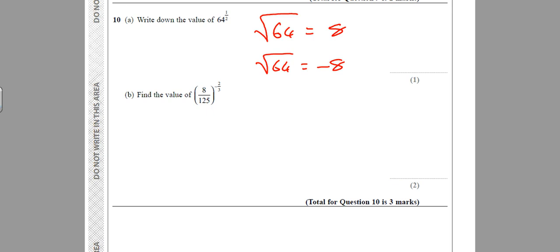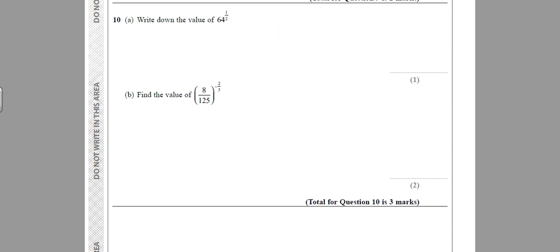The reason why it's minus 8 is because minus 8 times minus 8, negative times negative, is going to be a positive. That would also equal 64. So the answer is 8, or if you're being cocky, minus 8. Or, if you're being extra cocky, 8 or minus 8. But I don't want to confuse you. As long as you remember that the power of a half means the square root, that's all you need to know there.